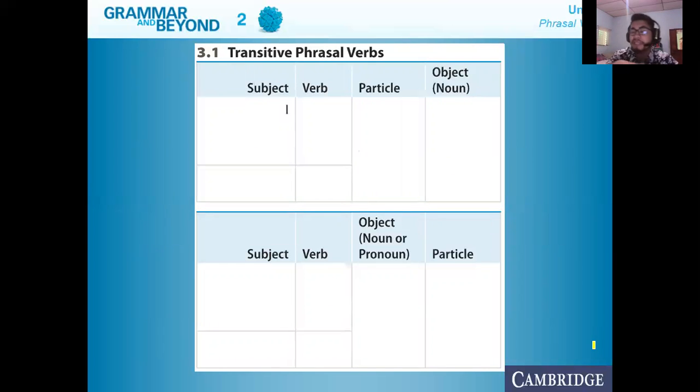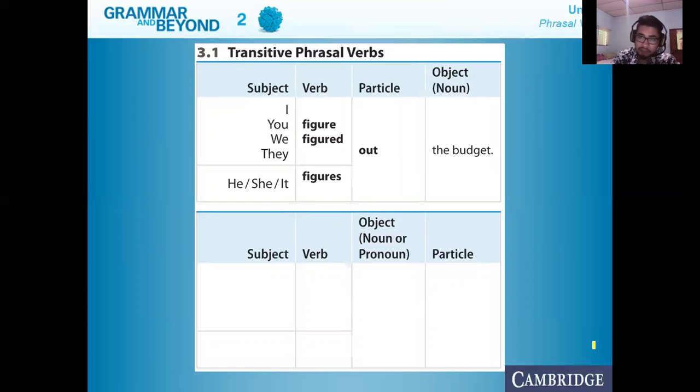For using phrasal verbs in a sentence, it's really easy, not so complicated. You just need a subject, the verb, the particle, and in this case, you will need an object. For example, I figure out the budget. For example, I came out with a budget. I planned it. I understand it now. I figured you out, we figured it out. He or she figures it out. Remember, third person singular rules always apply.